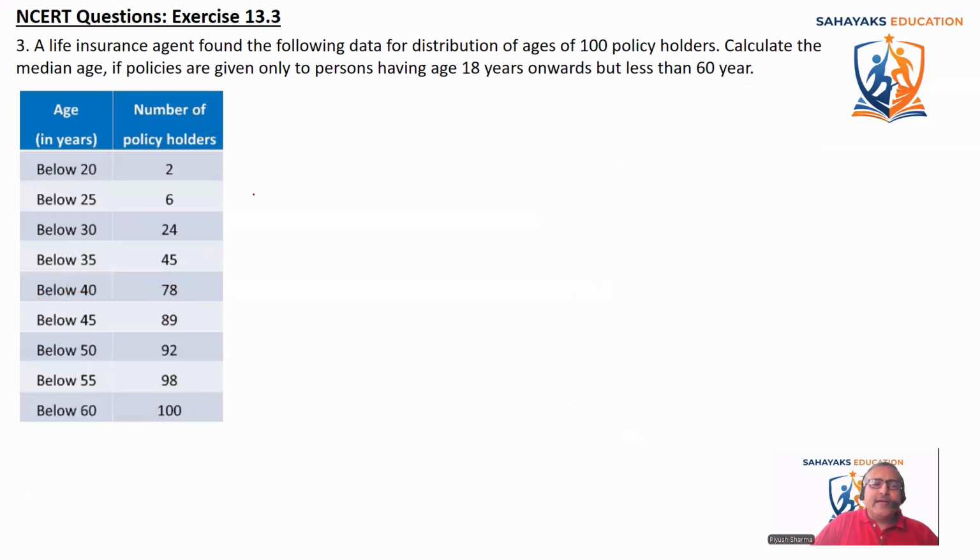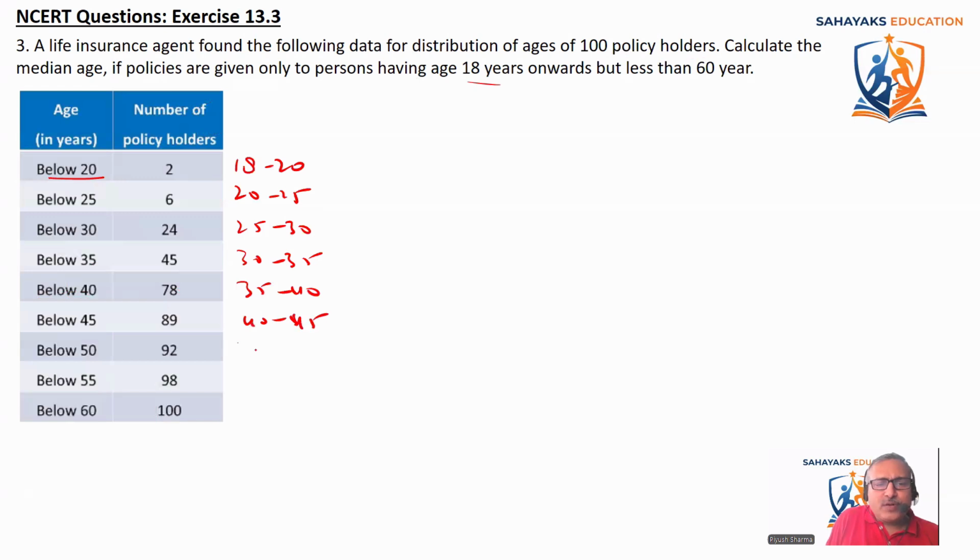Okay. See, how did we identify that this is the median class? How did we identify that? So if we say below 20, I can say this value, because there's 18 and above. So I can say 18. This value is 18 to 20. Then we'll say 20 to 25, 25 to 30, 30 to 35, 35 to 40, 40 to 45, 45 to 50, 50 to 55, and 55 to 60. So this is the way they have put in the values.